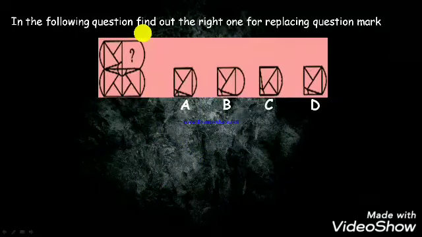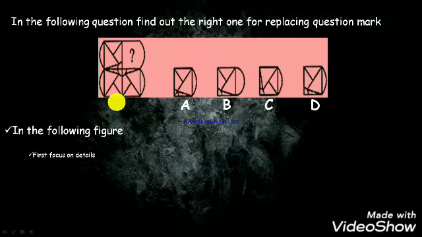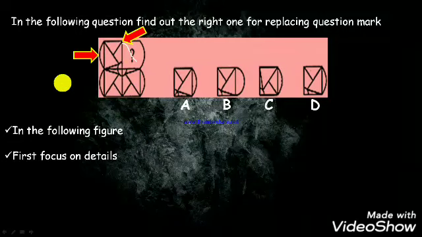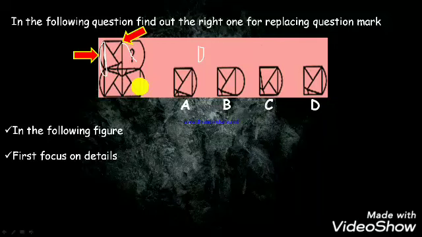Okay, in the following question, find out the right one for replacing the question mark. So here is our question mark, and we need to find the right one. In the following figure, first focus on details. What kind of details am I saying? Look at the figure. The first detail is this, so there should be an opposite direction like this. The next detail is this, because this is a very small one, so there should be a small one like this in the options.